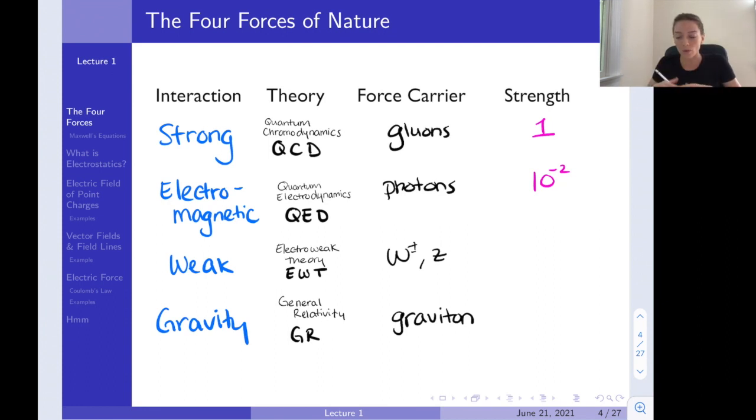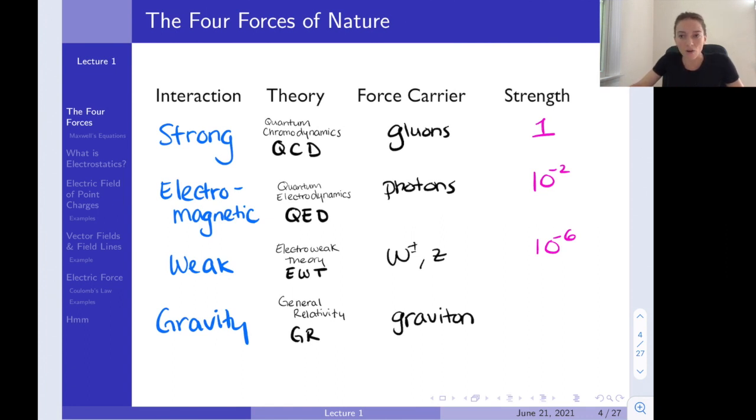And then we have the weak force. The weak force is not actually the weakest force, which might be a little bit confusing. The weak force, compared to the strength of the strong force, is 10 to the negative 6th. So it's significantly weaker than the strong force and significantly weaker than electromagnetism. There's 4 orders of magnitude difference between these. So it is pretty weak.